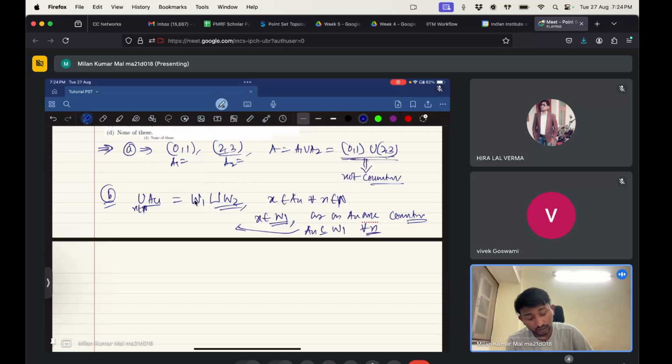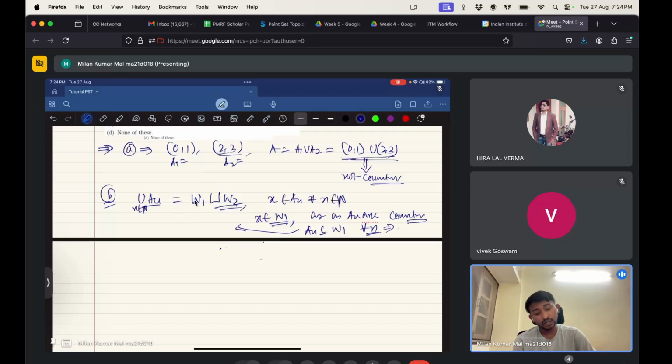Why? Because if An is not a subset of W1, that means there should exist a point y in An which is not in W1. That means this y is in W2. That means An can be written as (W1 intersection A1) union (W2 intersection A1), because this one is non-empty right now. So that means An is disconnected, but that is a contradiction because An are connected. So that's why this is true for all n.